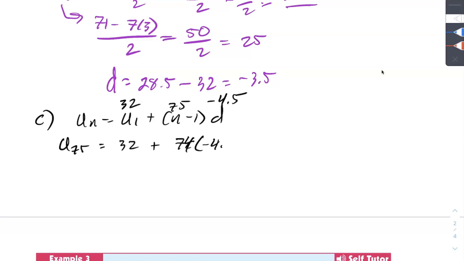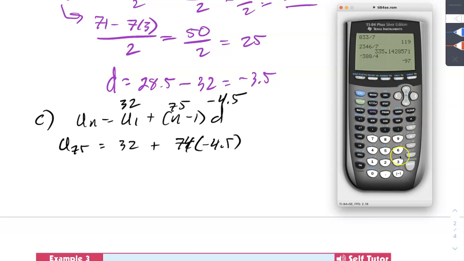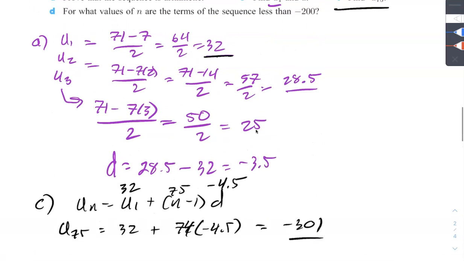times negative 4.5. Now, I'm going to use my calculator again because I don't know what that is. So 32 plus 74 times negative 4.5, and we get negative 301. So that's the 75th term. The 75th term of the sequence is negative 301.